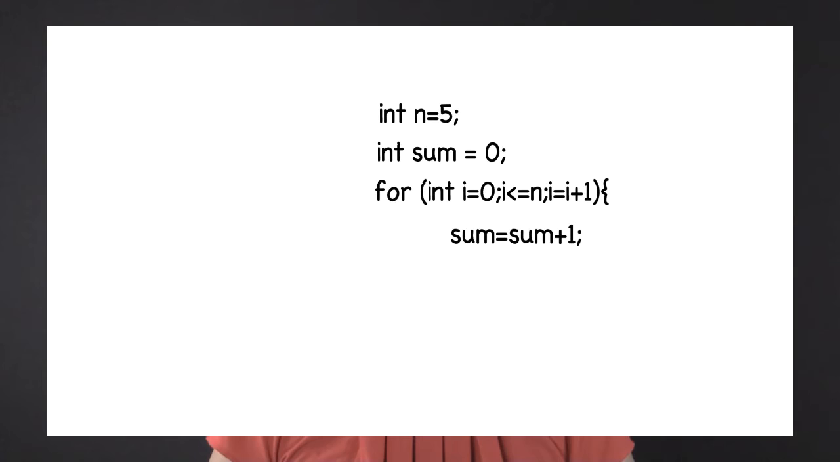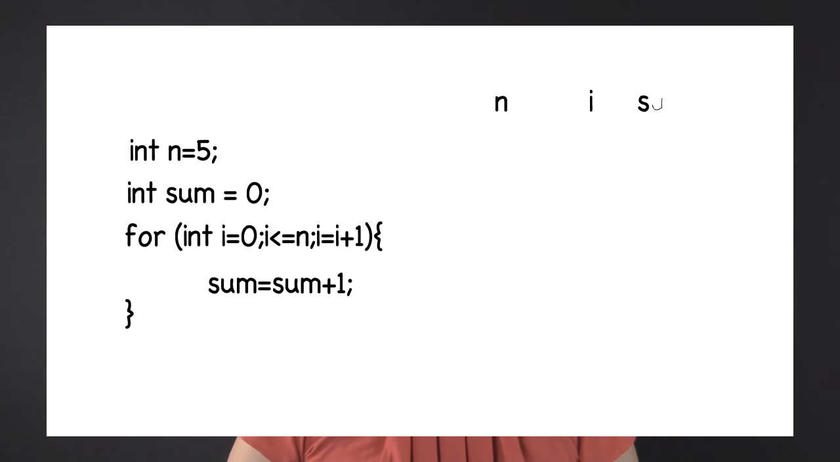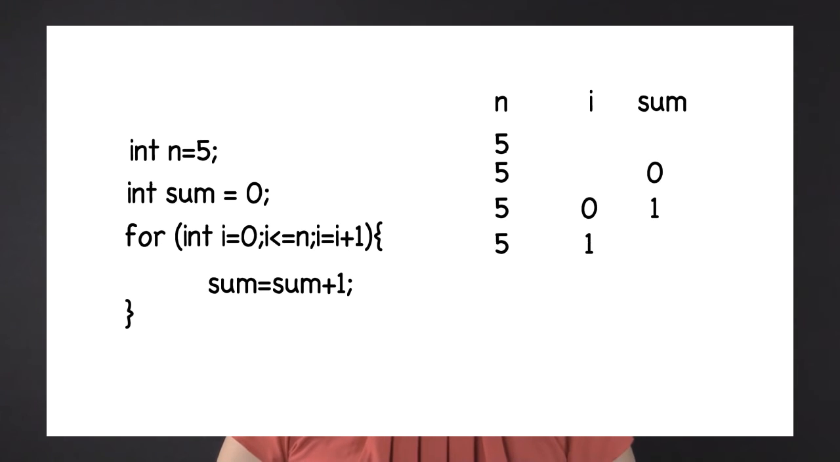What is happening? We set up our hand tracing like this, having a column for each variable in our code. In our case, n is always equal to 5. We will fill these columns as we follow the code through, line by line. The first value of sum is 0. The first value of i is 0 as we go into the for loop. The value of sum becomes 1. In our next iteration of the for loop, the value of i is 1 and the value of sum is 2.